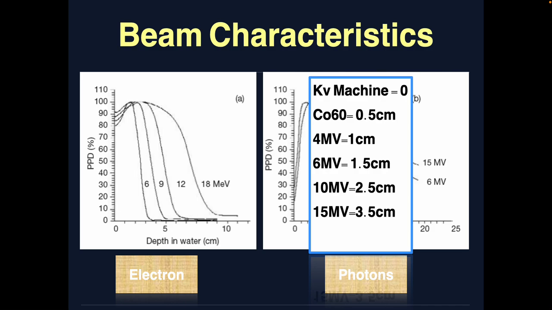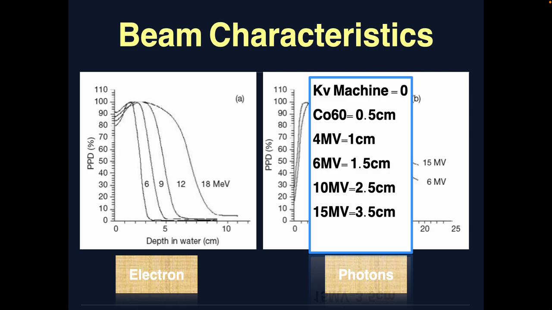There is a rough rule of thumb: multiply your nominal energy by 2. So if I have 6 MeV multiplied by 2, we are calling 12 mm. So 12 mm can be the depth of the 100% isodose line, which is a rough idea or rough method of calculating. 9 MeV multiplied by 2 will give you 18 millimeter from the surface, and so on. But this is a very rough method of calculation.